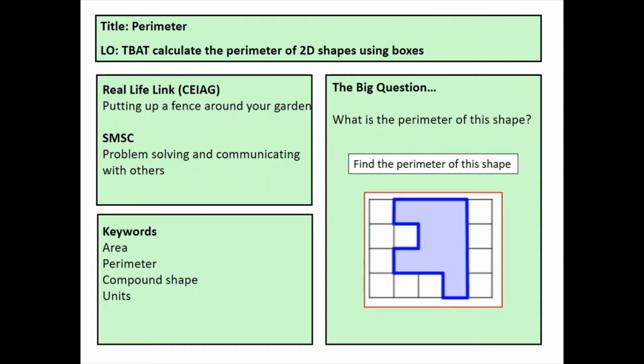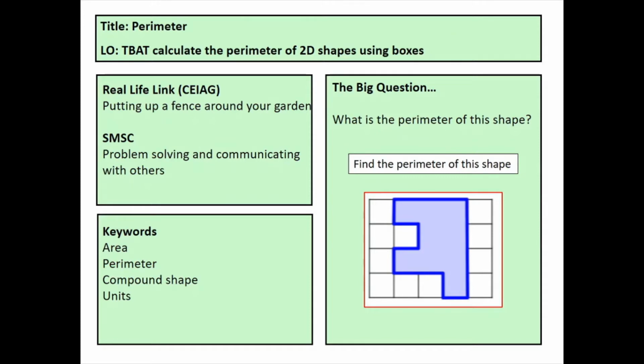Today we're going to be looking at perimeter around a shape. So the learning objective today is going to be to calculate the perimeter of a 2D shape using boxes. Real life examples are such as putting up a fence around your garden. You need to know how much wood you need.